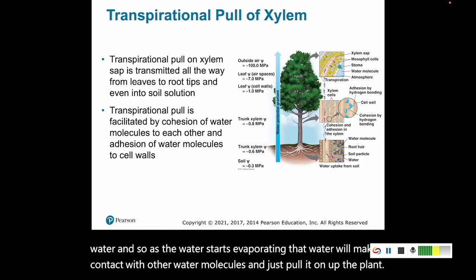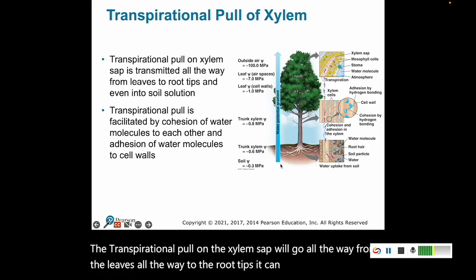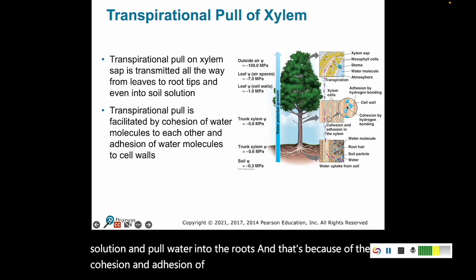The transpirational pull on the xylem sap will go all the way from the leaves all the way to the root tips. It can even go into the soil solution and pull water into the roots. And that's because of the cohesion and adhesion of water to other water molecules or adhesion to the cell walls.